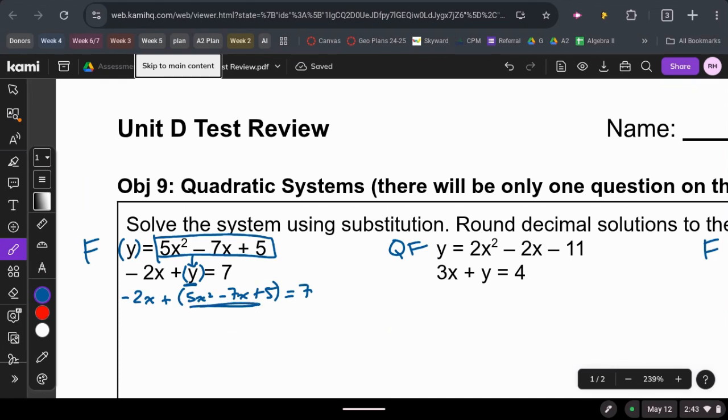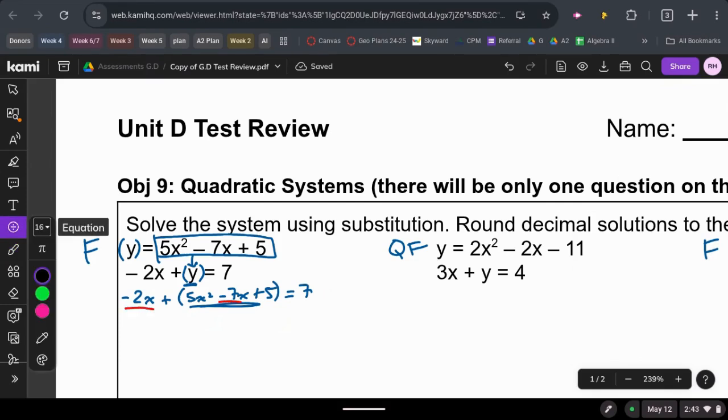From here, I can combine my like terms because I see that I've got a negative 2x and negative 7x. Those will combine to make negative 9x. So I'll have 5x squared minus 9x plus 5 equal to 7.